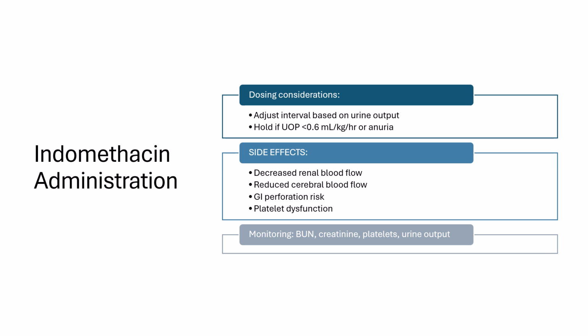The side effects you absolutely need to know include decreased renal blood flow leading to oliguria, reduced cerebral blood flow, potential concern for brain perfusion, risk of GI perforation, and platelet dysfunction leading to bleeding risk. Monitoring should include BUN, creatinine, platelet count, urine output, and follow-up echocardiograms to assess treatment effectiveness. The renal effects are usually transient, but can be significant, which is why monitoring urine output is so important.